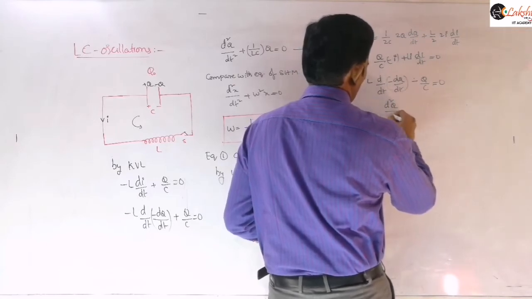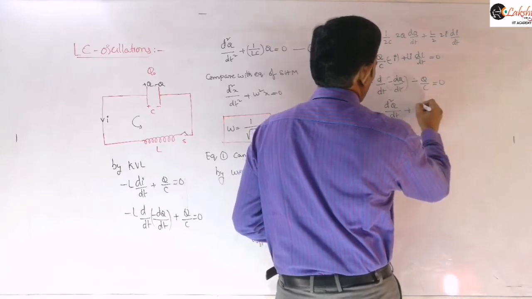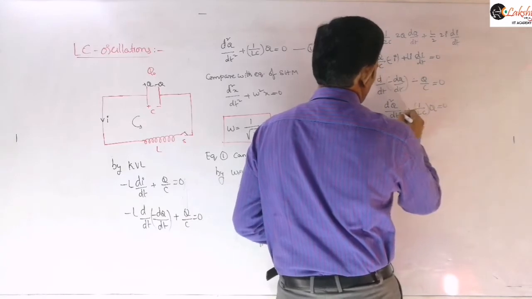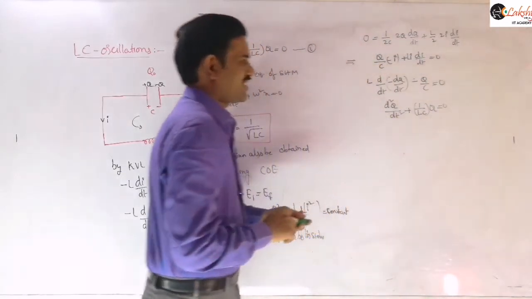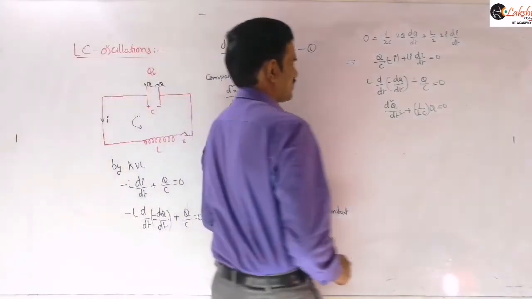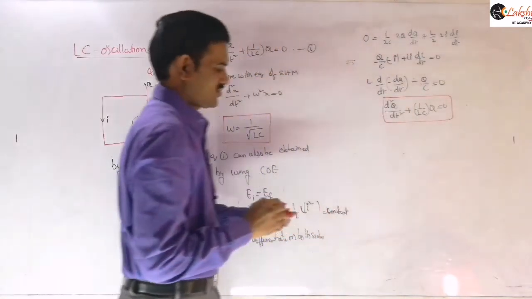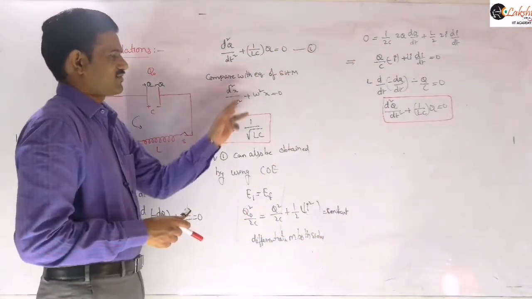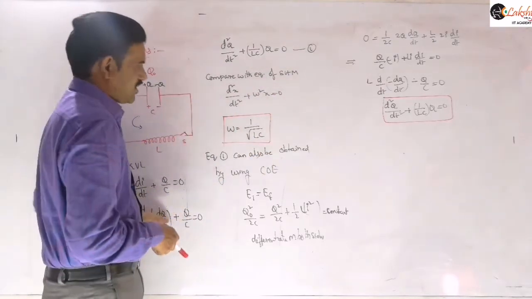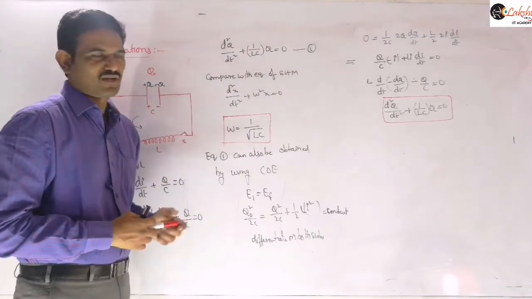d square q by dt square plus 1 by LC into q equal to 0. That is our equation, which is nothing but equation 1. So again you can compare this equation here. These are the two methods: we can use either conservation of energy or Kirchhoff's laws. By either method you can derive that equation.